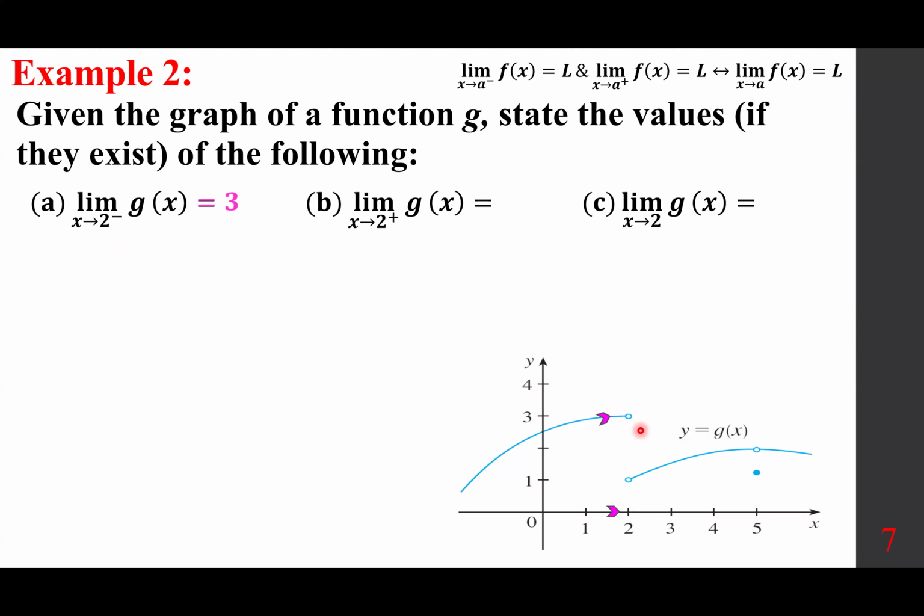Now, going back to number 2, limit of g of x as x approaches 2. This time from the right side of 2 puts us in this branch. We are moving towards this hole with the y coordinate 1. Are these two the same? No. Therefore, the limit of g of x as x approaches 2 does not exist.